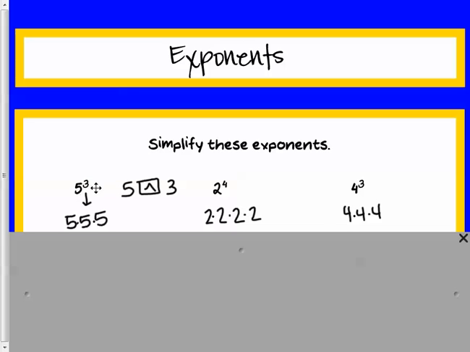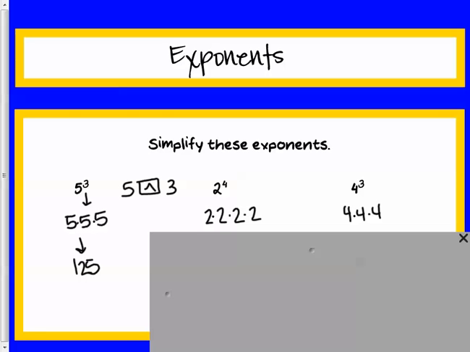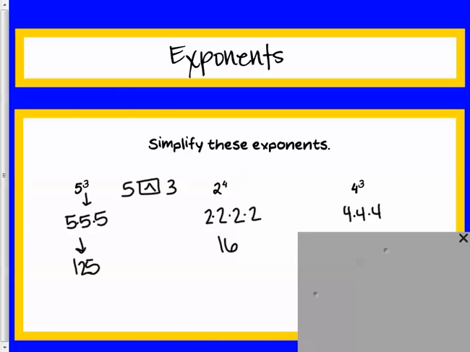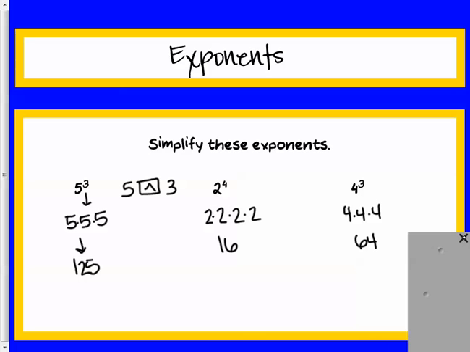So 5 to the 3rd power, this is how you would put it in your calculator. 5 and then the caret mark 3. And you get 125. 4 to the 4th power is 16, and 4 cubed is 64. Okay, so I meant to say 2 times 2 times 2 times 2. I think I might have said it only 3 times.